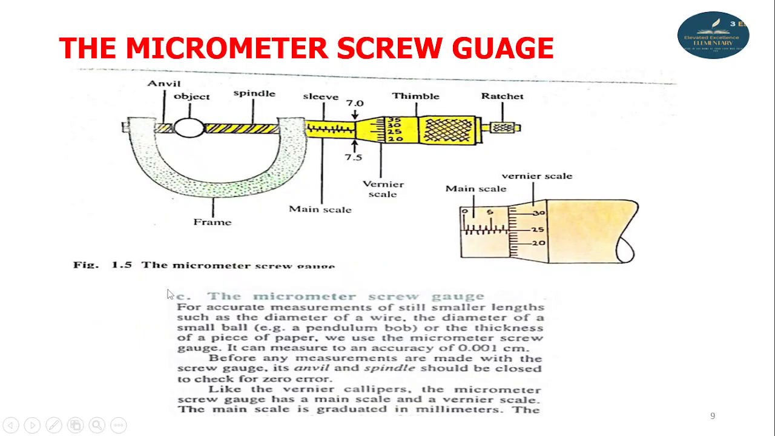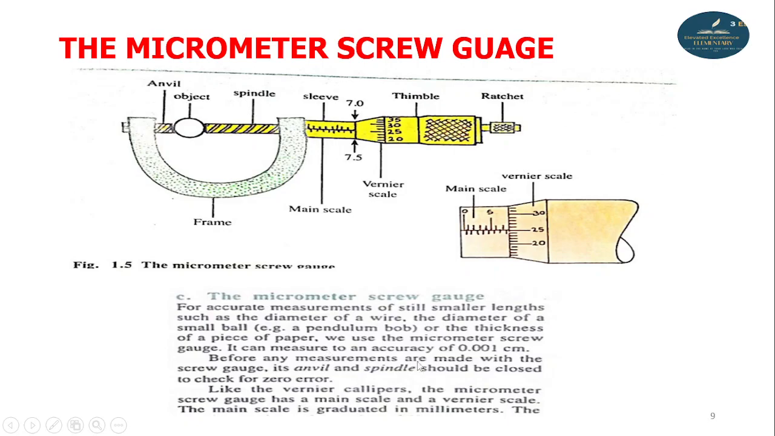So now let's move to another instrument you can use to measure length, which is more accurate than the vernier calipers. Like we said earlier, the vernier calipers is more accurate than the metre rule, but this here is more accurate than the vernier calipers. It is known as the micrometer screw gauge. For accurate measurement of still smaller lengths, such as the diameter of a wire, the diameter of a small ball, e.g. a pendulum ball, or the thickness of a piece of paper, we use the micrometer screw gauge.